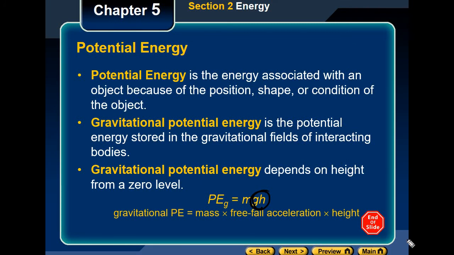By the way, in general, guys, gravitational potential energy is one form of potential energy. We have many forms, as you can see at the beginning, because of the position, shape, and condition of the object. All of these are types of potential energy. One of these forms is gravitational potential energy.